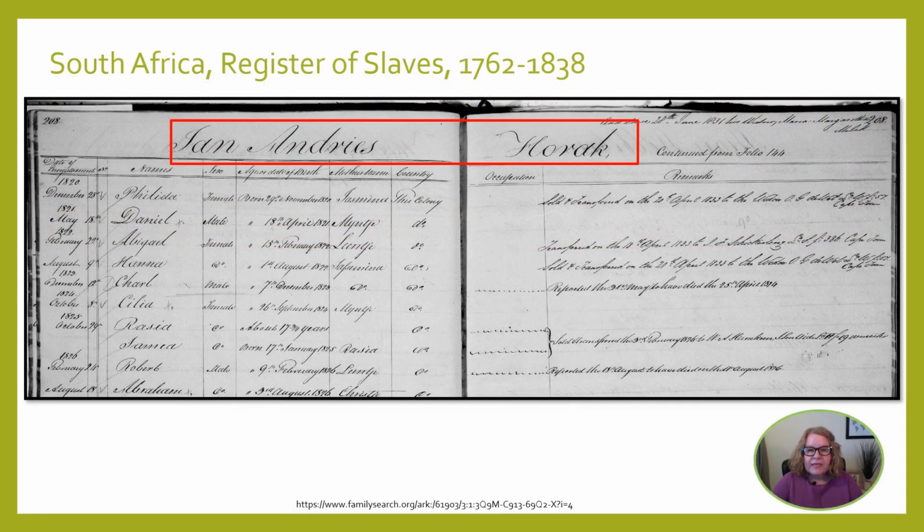So on your screen is a register with the names of the enslaved on it. At the top in the red box is the name of this particular slave owner, Jan Andries Horek. The information that is given, let me grab my pointer so that I can show you this. We get the date of registration, the name of the enslaved person, their sex, the age or date of birth, the name of the mother, and the country that they were born in. The last two columns were for occupation and remarks.